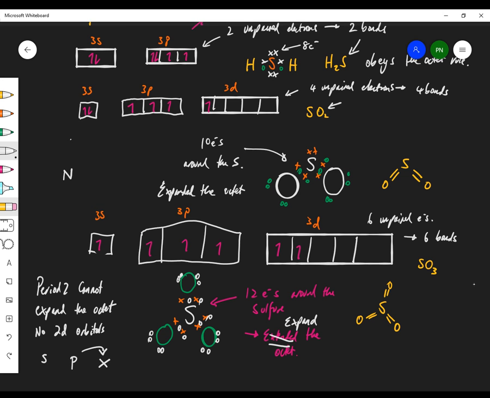So nitrogen can't do it. It's in period 2. Oxygen can't do it. It's in period 2. If you're in period 2, you can't expand the octet. But in period 3, you can expand the octet. Okay, I hope that makes sense, and let me post this now.